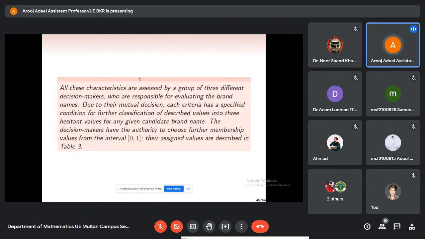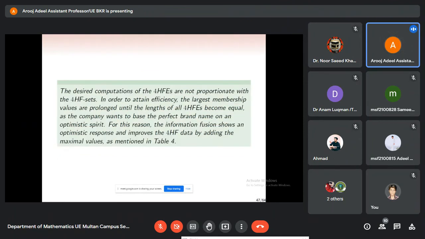All these characteristics are assessed by a group of 3 decision makers who are responsible for evaluating the brand names. Due to their mutual decisions, each criterion has a specified condition for further classification of described values into 3 Hesitant fuzzy values for any given candidate brand name. Decision makers have the authority to choose the membership values between the closed interval 0 1, and the assigned values are described in Table 3, which is given over here.